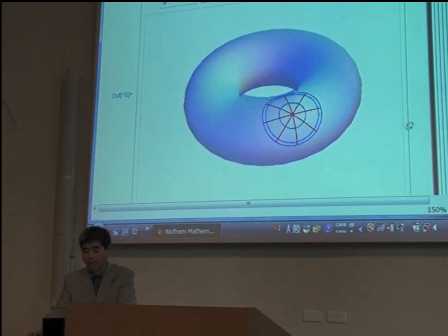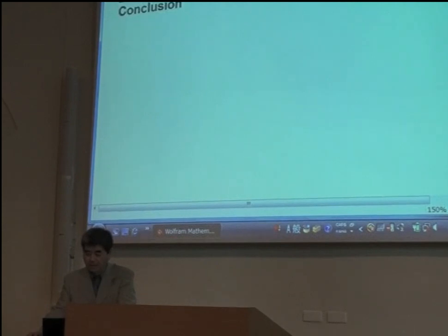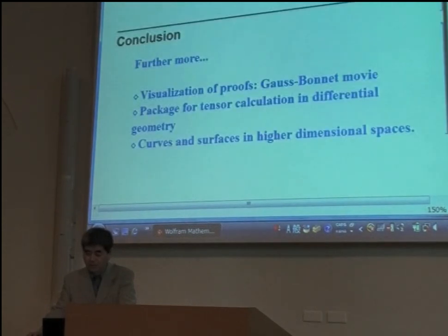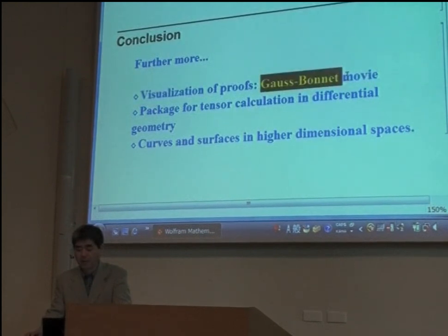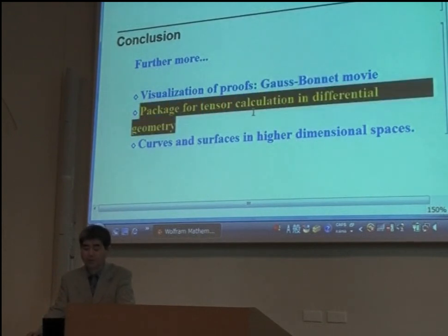So, of course, I'm using the numerical functions of Mathematica completely. And as a conclusion, I'd like to mention a few words about what I'm trying to do after DGeometrica. The first one is visualization of the proofs of theorems, for example, the proof of the Gauss-Bonnet theorem. And actually, I presented partially about it in the IMS 2001. And the second one is the package for tensor calculation in differential geometry.